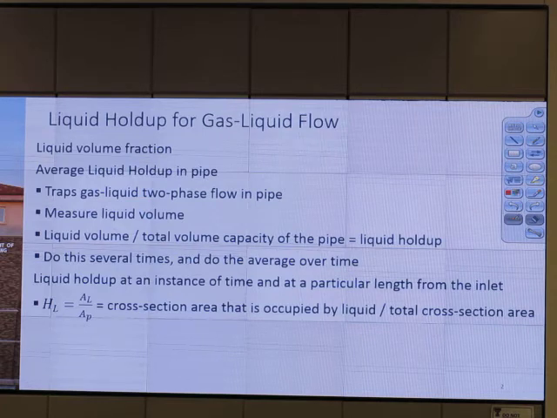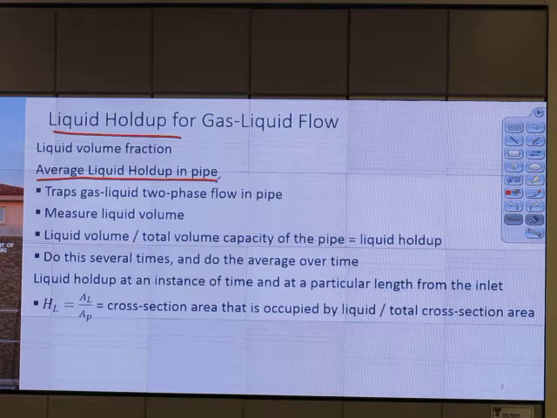Let's take a look at the calculation. Okay, for your homework, you have to submit it by next Wednesday, 10:50. Liquid volume fraction is liquid hold up, the average liquid hold up in the pipe.